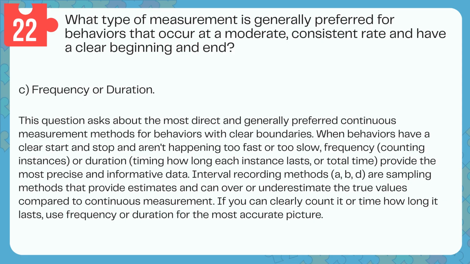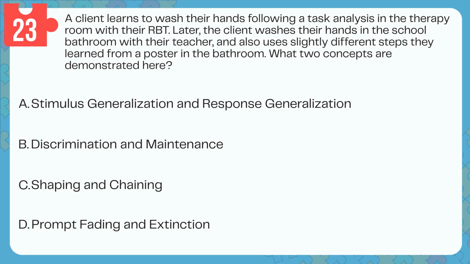Interval recording methods, B, D, are sampling methods that provide estimates and can over or underestimate the true values compared to continuous measurement. If you can clearly count it or time how long it lasts, use frequency or duration for the most accurate picture. Question 23.